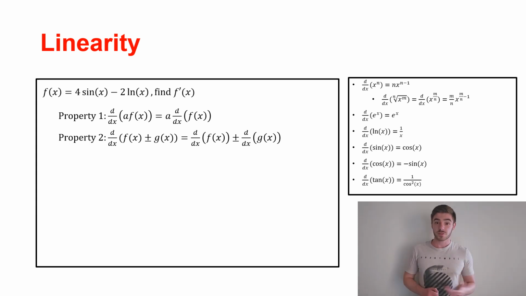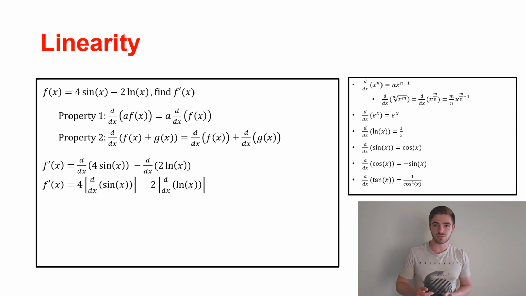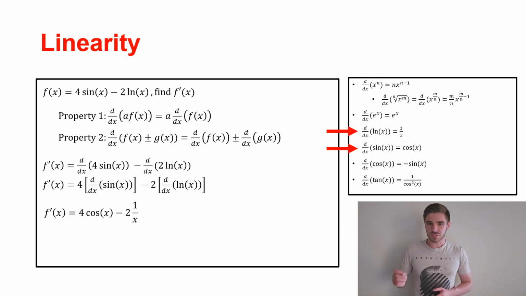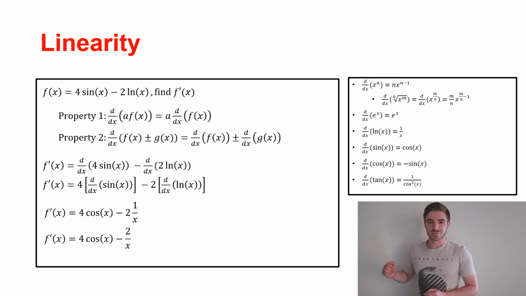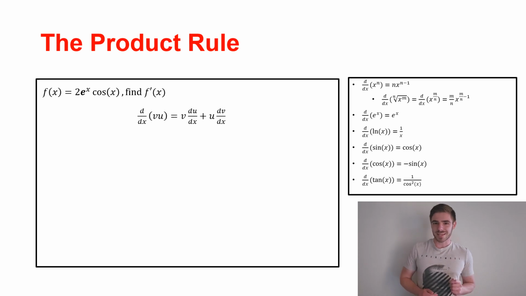Firstly, we can see that f of x is a subtraction of two different functions, so we can use the second property to evaluate the derivative of each term individually. Next, we can use the first property to distribute those coefficients outside of the derivative. From here, we can refer to the table of known derivatives to find the derivative of each term individually, and thus find the derivative of the entire function. Okay, well, we can handle addition and subtraction of two different functions, but what about multiplication? This is where the product rule comes in handy.